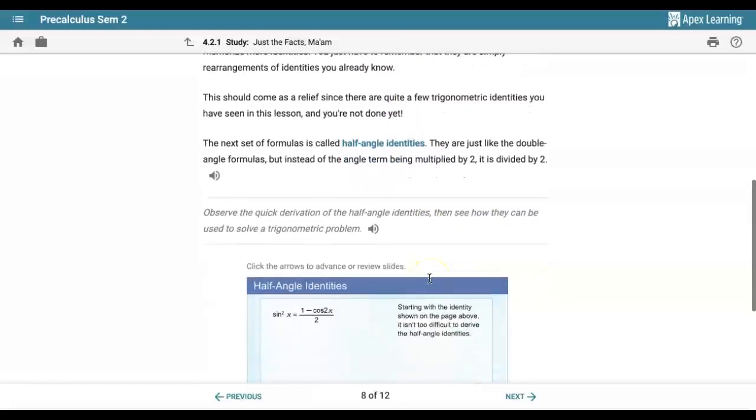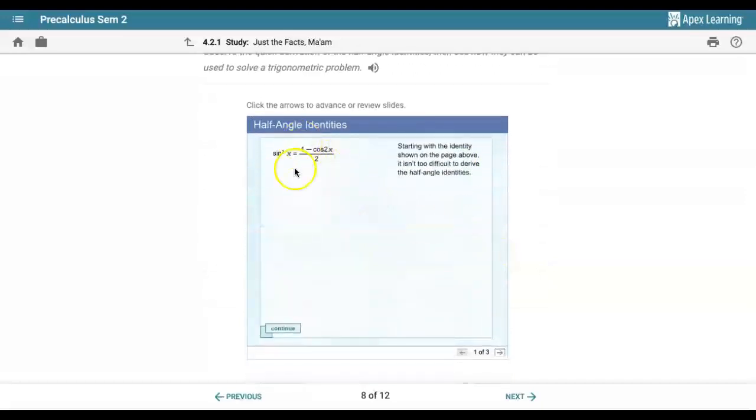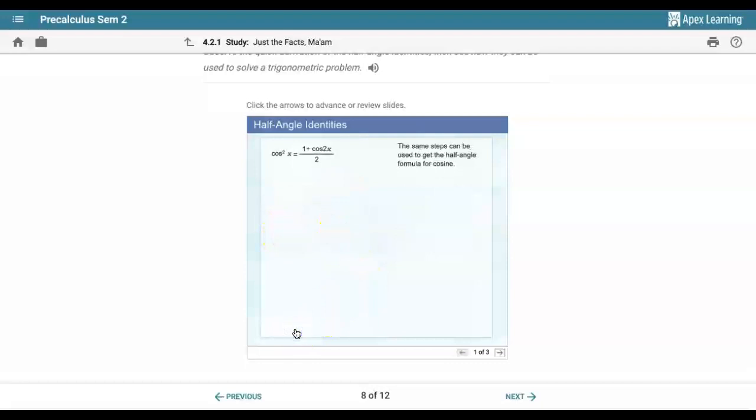All right, with our half angle identities, this is going to have, obviously, a division by 2, like I was talking about. So if we look here with our squared identities, we can take the square root of both sides to get sine by itself. And then all we have to do is substitute in, instead of x, x divided by 2, because it's obviously half of the angle. When we do that, we get x over 2, and instead of having 2x, we just have x by itself. We can do the exact same thing for cosine, and that gets us to these half angle identities here.